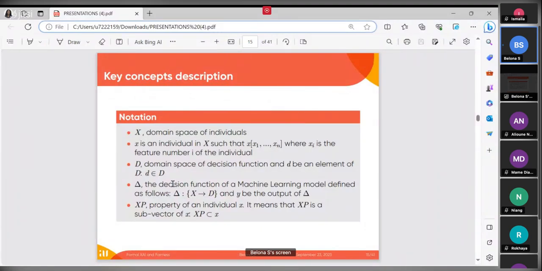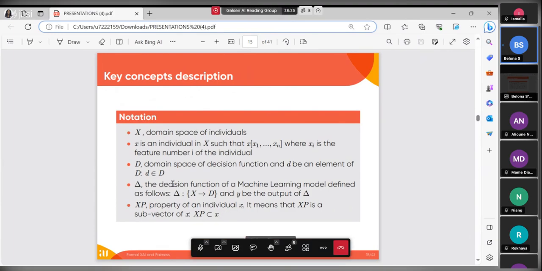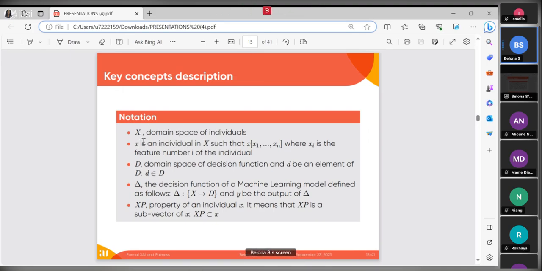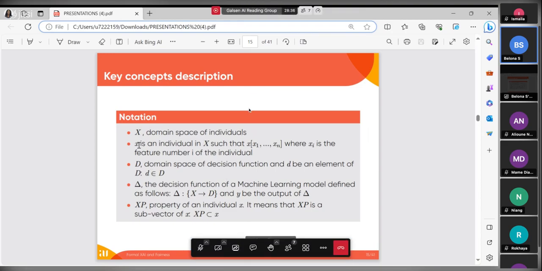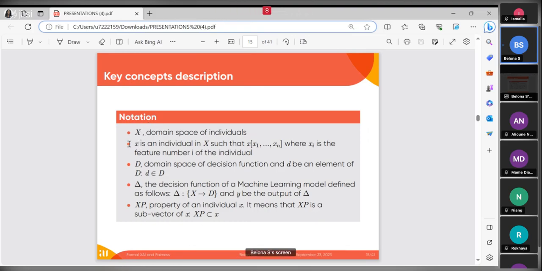First of all, this is just to formalize what we are doing. In general, we will use X like a space of individuals submitted to our application or to our system, and then big X will be this domain space, and small x will be an individual. In our case, Amina is an example of small x. We have the domain space of the decision. In our case, it is a binary space, which is 0 or 1: 0 if you are not accepted, and 1 if you are accepted. And we have delta here, which will be considered as the trained machine learning model.